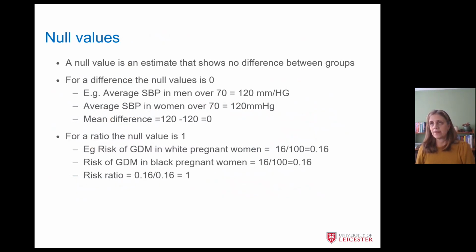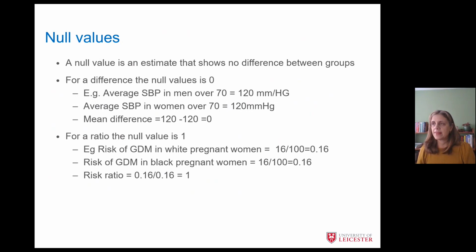It's useful to consider, especially when it comes to interpreting confidence intervals, which I'll show you in a minute, null values when it comes to statistics from research questions. So a null value is an estimate that shows no difference between groups. So for a difference, the null value is always going to be 0.